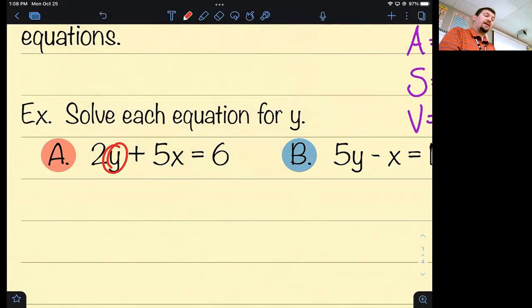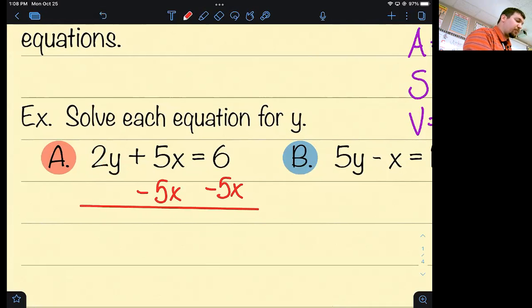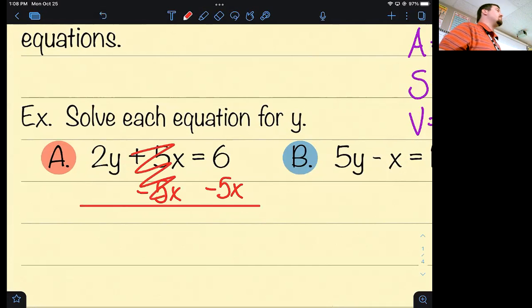Not divide 5. That would just get rid of the 5. How do I get rid of the 5 and the x? Subtract it. So I'm going to subtract 5x from both sides. Now that's going to get rid of that 5x from the left side and move it over to the right side as a negative 5x. When you're writing this down, I would strongly encourage you to write the negative 5x in front of the positive 6. So instead of 6 minus 5x, write negative 5x plus 6.